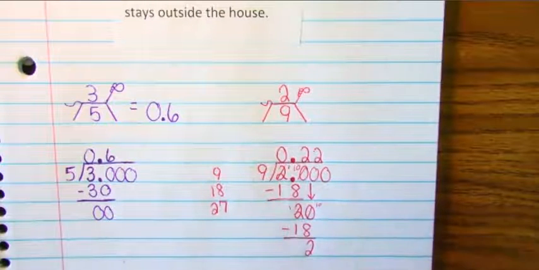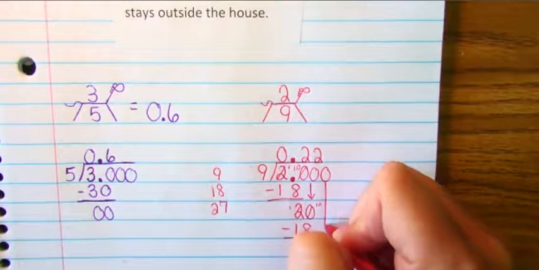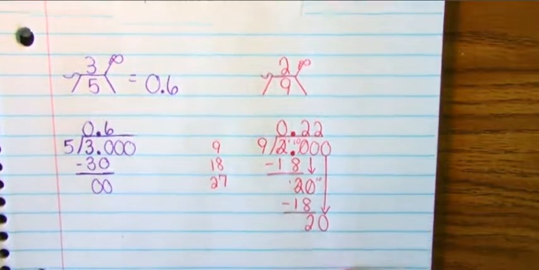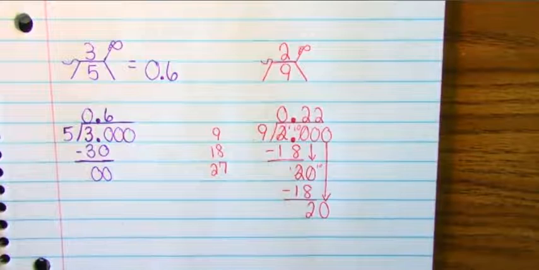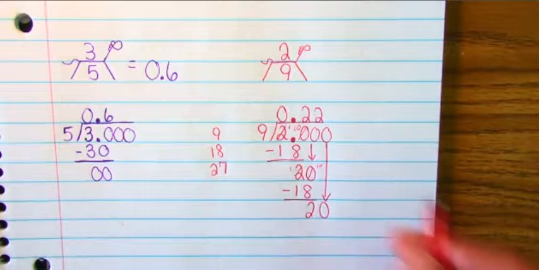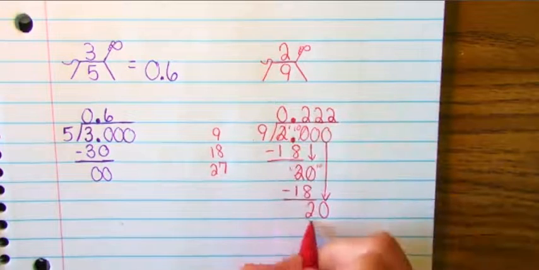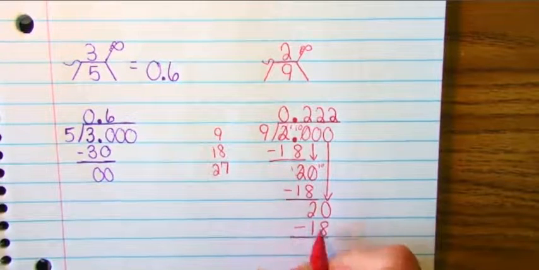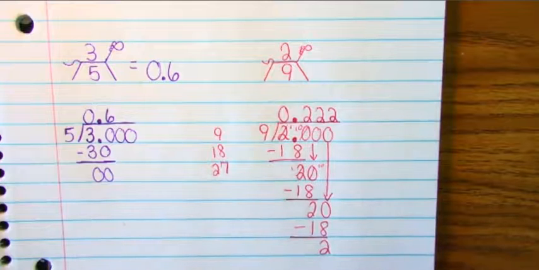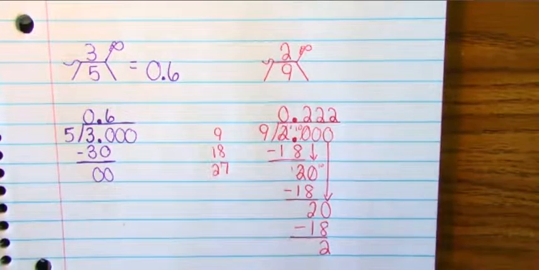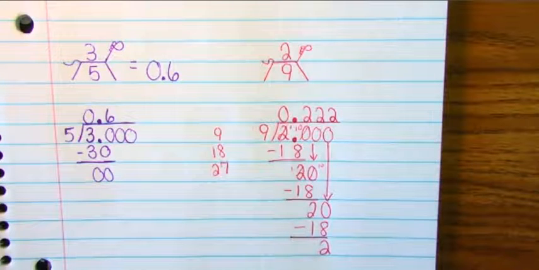1 minus 1, 0. Uh-oh, I'm going to have to use all my zeros this time. So I'm going to bring down my last 0. And let's see. 9 goes into 20 how many times again? Hopefully you're seeing a pattern. It's repeating. 9 times 2 is 18. 20 minus 18 is 2. Now we have no more zeros to bring down. So for the purposes of 7th grade, we can end right here. Now in future levels, you might need to go further, but we can end.